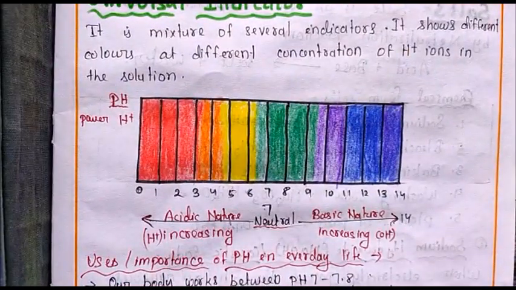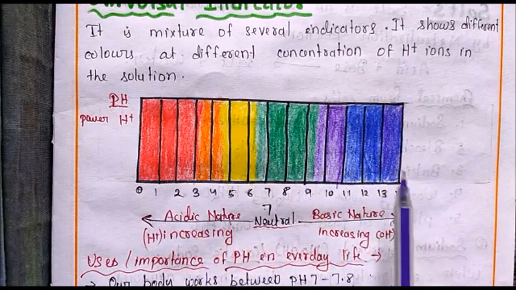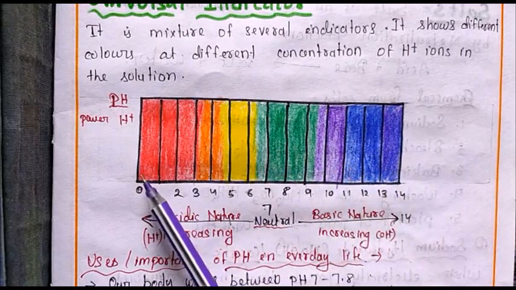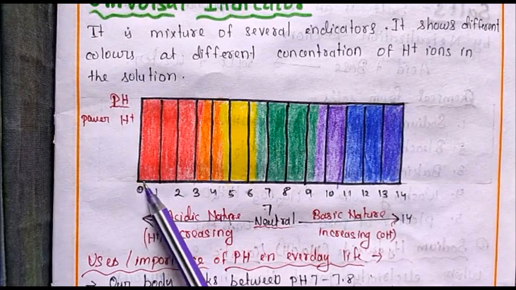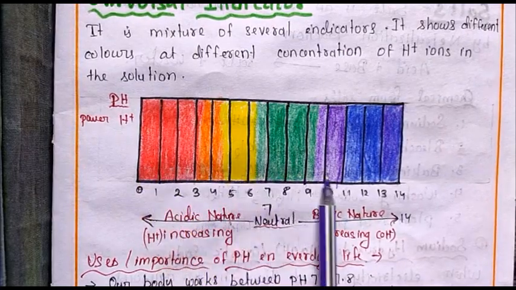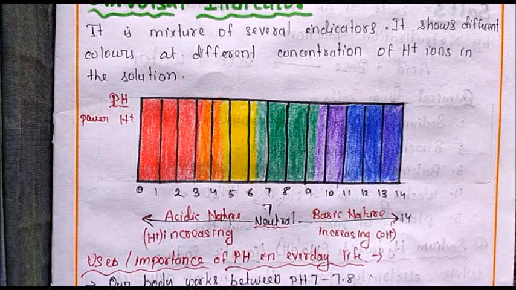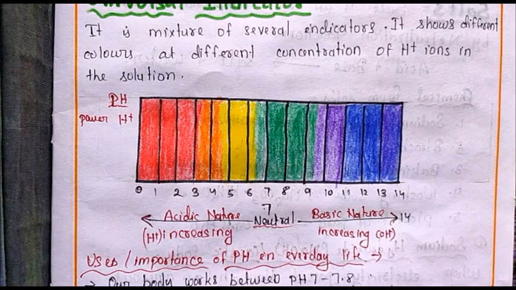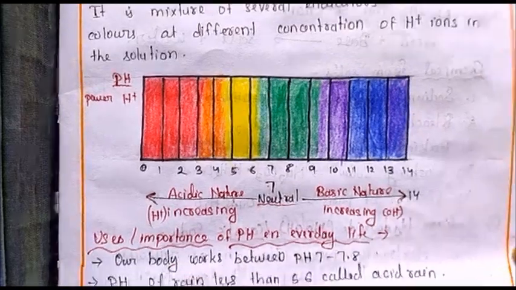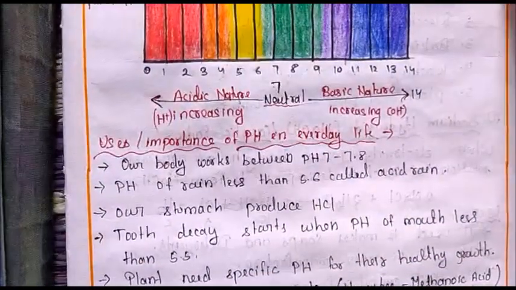When that universal indicator color is pure blue, then it is a base, and when it is red, it is an acid, and that color changes like this. So now we'll learn why the pH scale is used. What is the use or importance of pH scale or universal indicator?